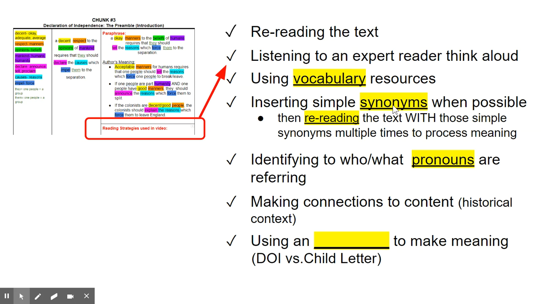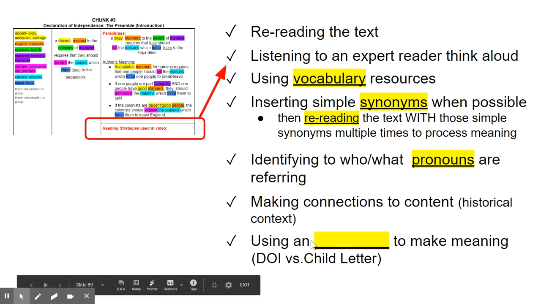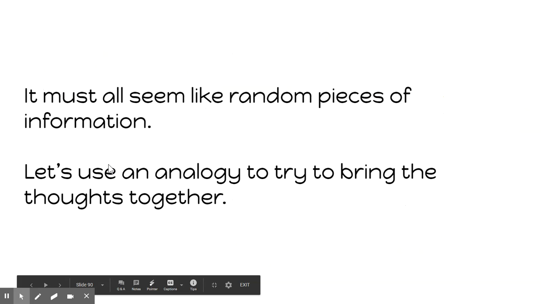We inserted simple synonyms, reread them multiple times, identified pronouns, they and them. We know exactly who that's referring to. And we made connections to the historical context, right? So when it says them to the separation, because of the history, we know who the two sides that are separating are. Okay, so now the last one we haven't done is this last strategy. So let's go ahead and move forward. Let's take a look at that.